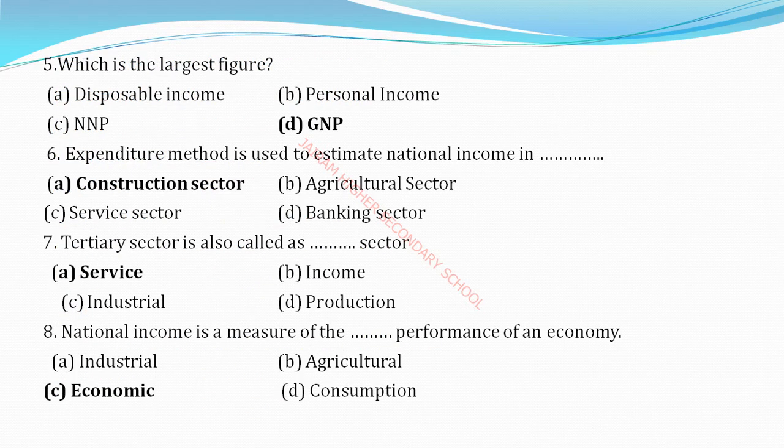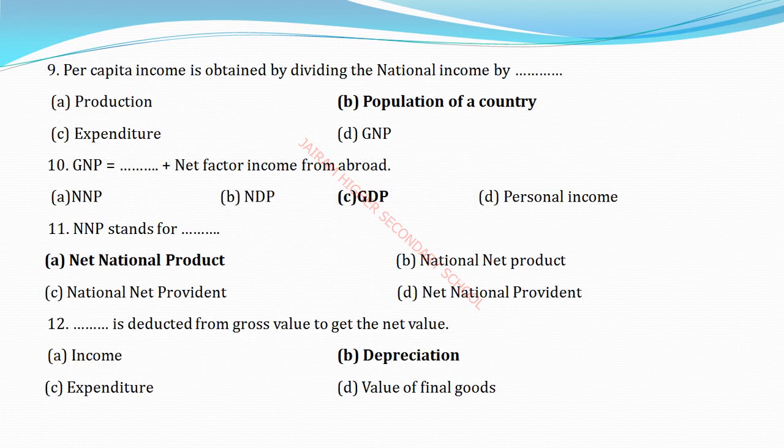Fifth one: which is the largest figure? GNP. The expenditure method used to estimate the national income is construction sector. Seventh question: the tertiary sector is also called the service sector. Eighth question: national income is a measure of the economic performance of an economy. Next one: the per capita income is obtained by dividing the national income by the population of a country. Okay.